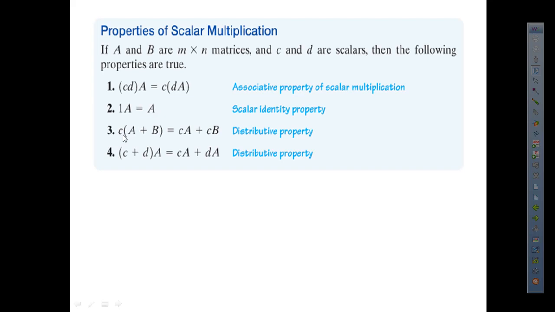The distributive property: any scalar that you're multiplying times a sum or difference of matrices, you can either do it after you've done the addition or subtraction, or you can do it before. It doesn't matter. The distributive property still holds true. And the same is true about the distributive property of scalars with a matrix. So you can distribute the scalar or you can distribute the matrix. Either way, you're going to get the same thing.